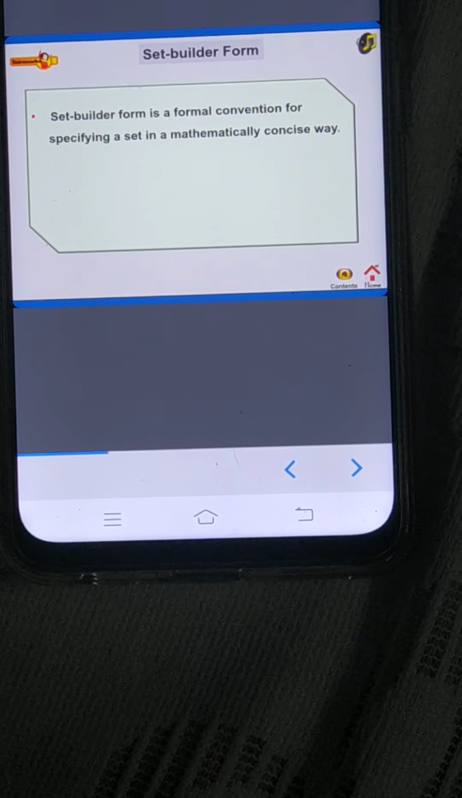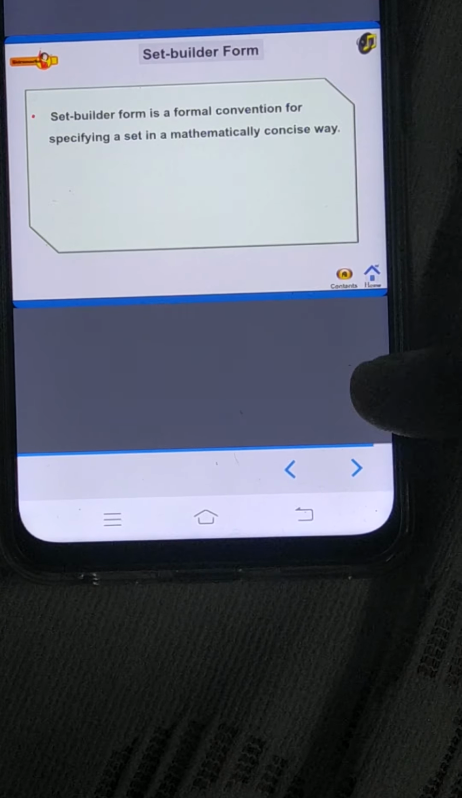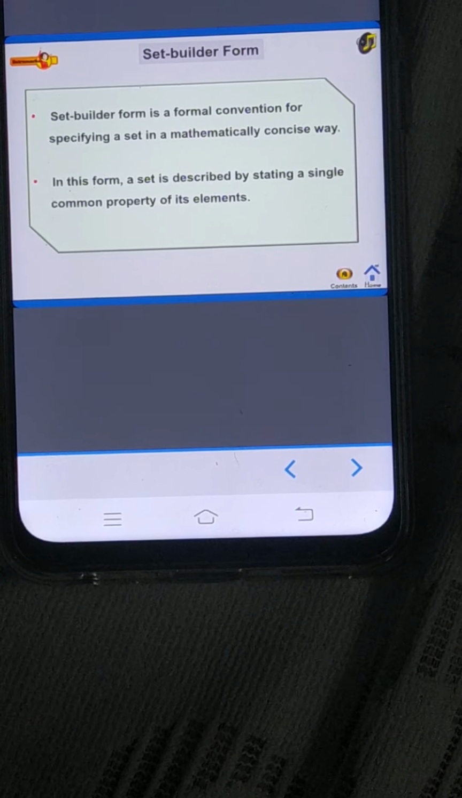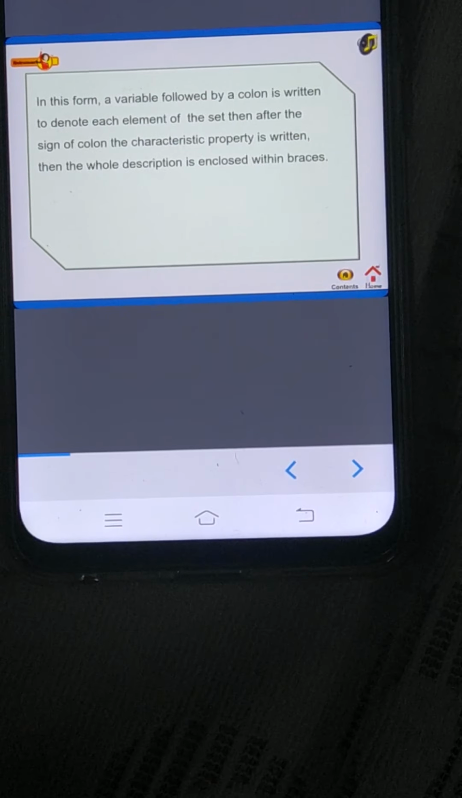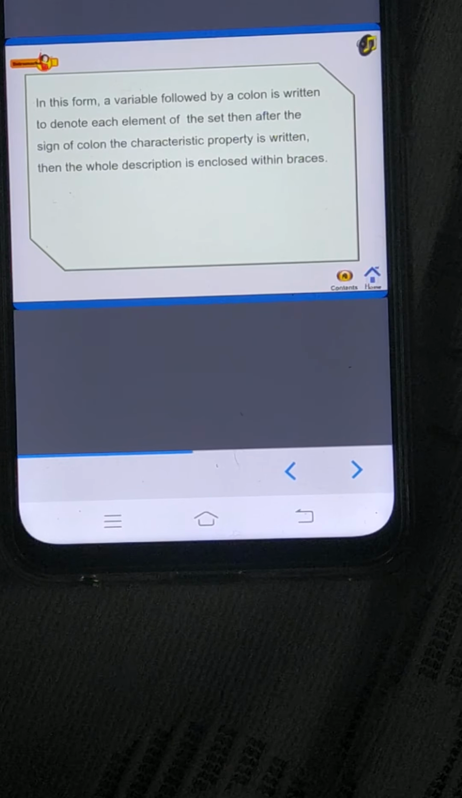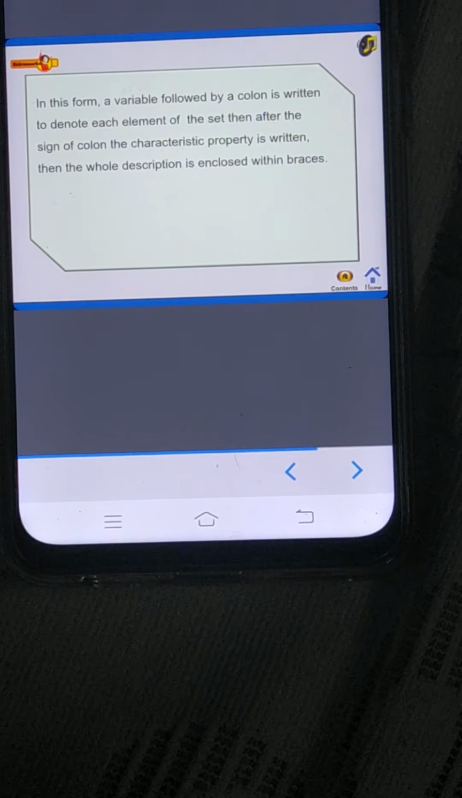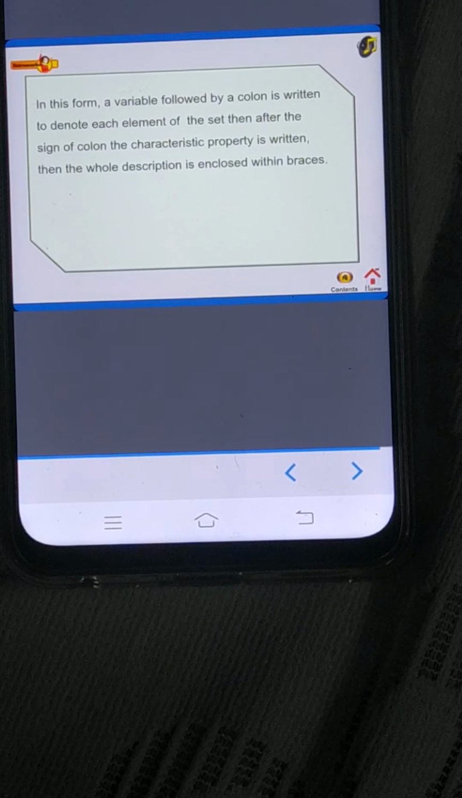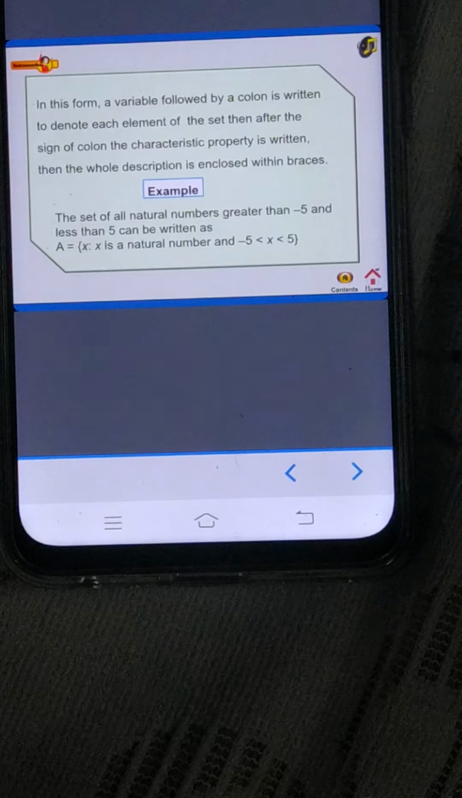Set builder form is a formal convention for specifying a set in a mathematically concise way. In this form, a set is described by stating a single common property of its elements. In this form, a variable followed by a colon is written to denote each element of the set. Then, after the sign of colon, the characteristic property is written. Then the whole description is enclosed within braces. Example, the set of all natural numbers greater than -5 and less than 5 can be written as shown.